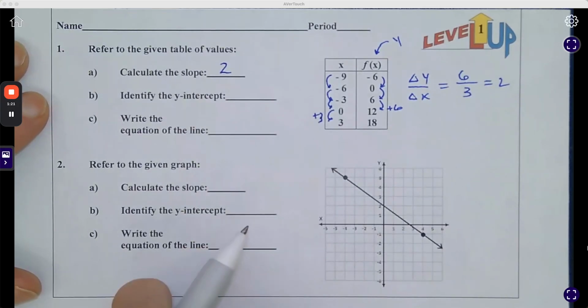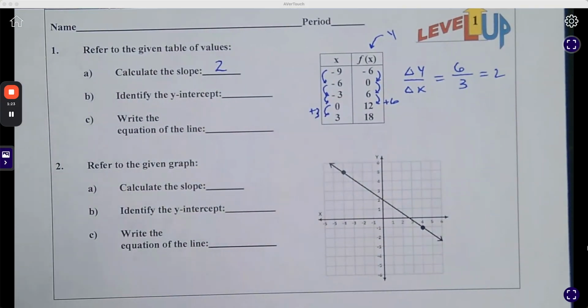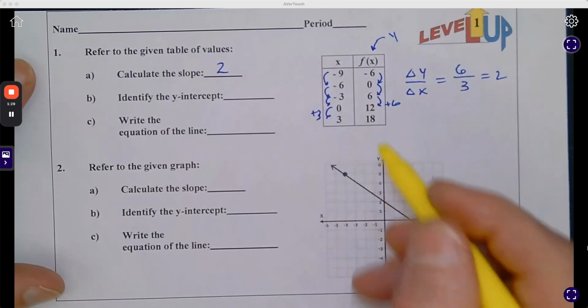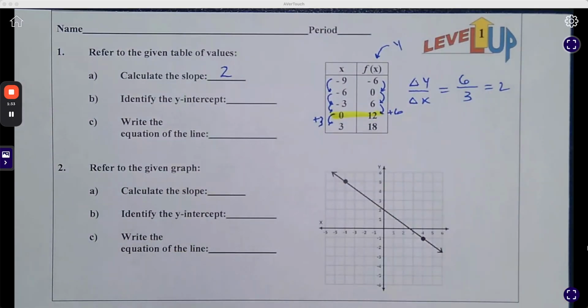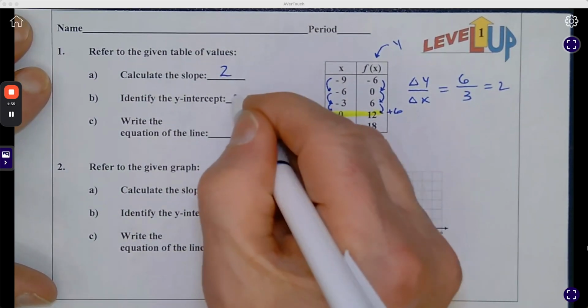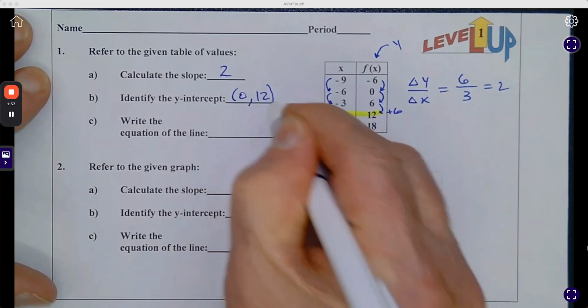Let's identify that y-intercept. Do you remember what is true about the x value at the y-intercept? That's right. Look on the table. The x value is 0 at the y-intercept. Make sure you write the y-intercept as an ordered pair. So that's (0, 12).